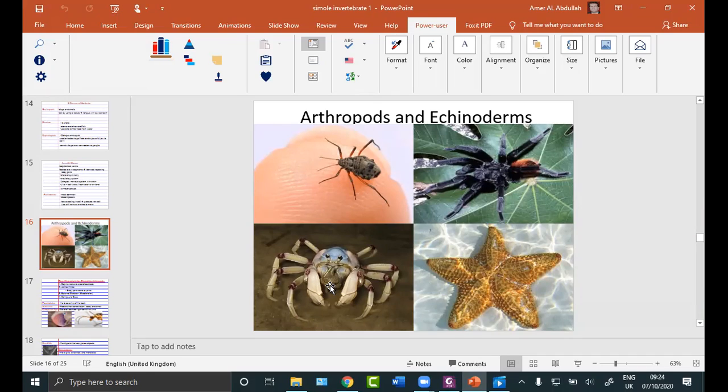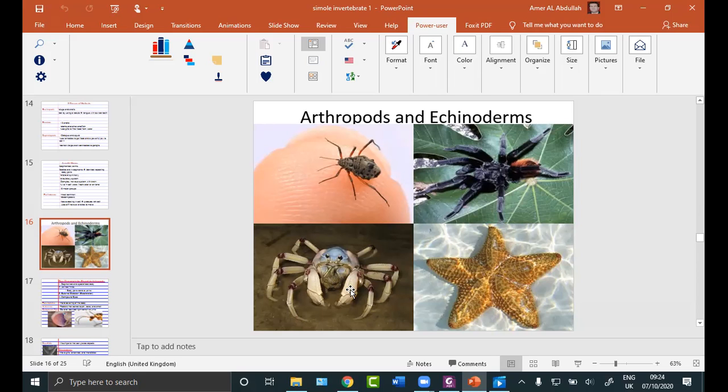That provides strength and protection. Arthropods have a simple but very efficient nervous system, and a good sensory system.